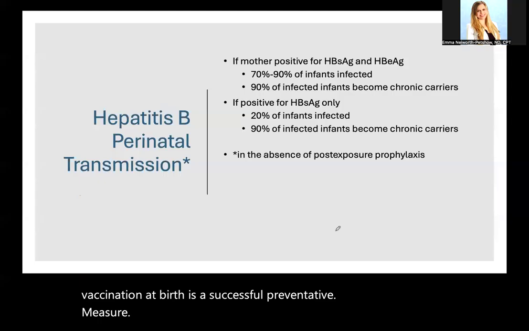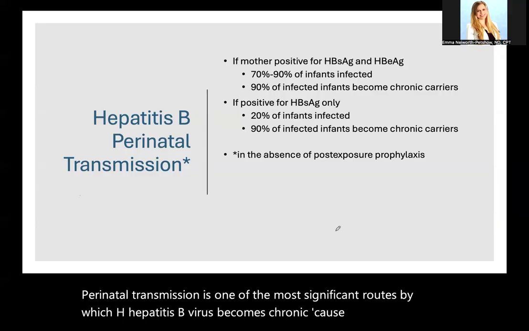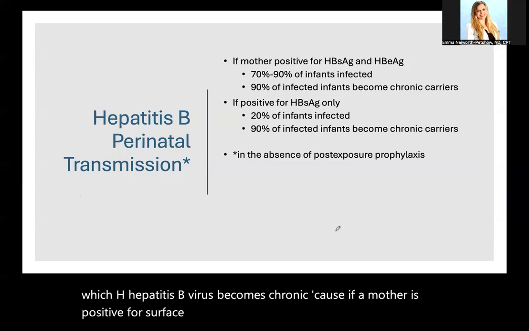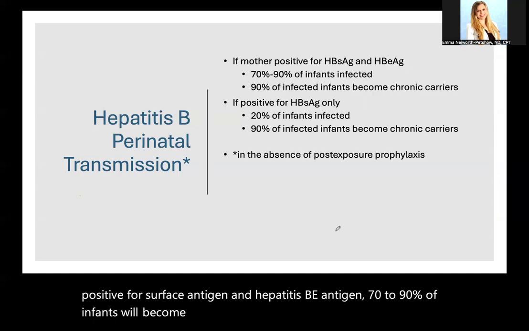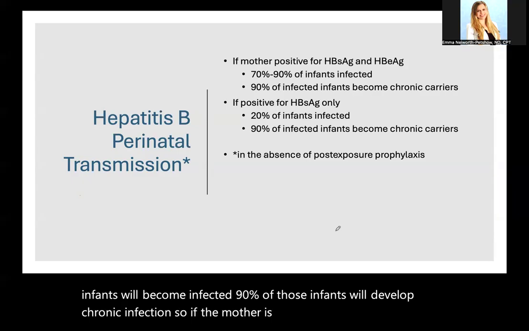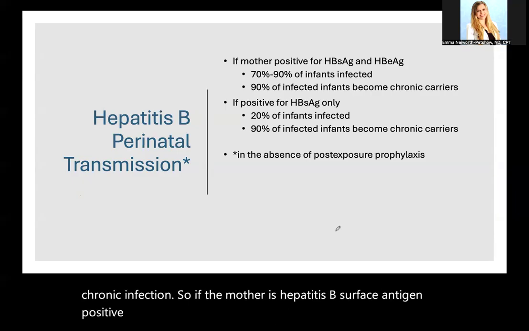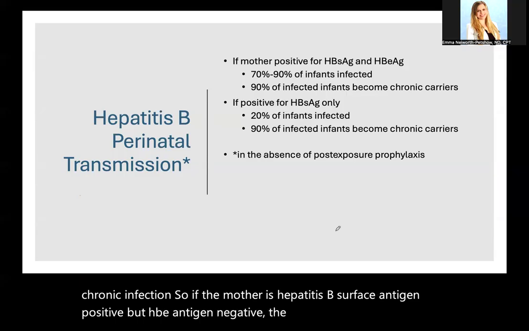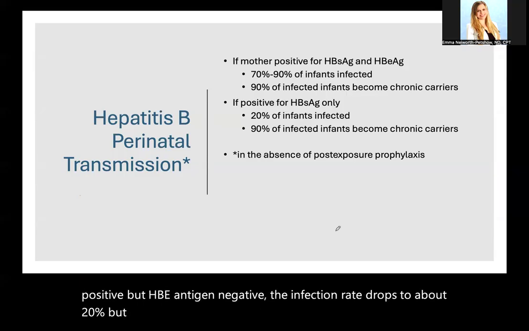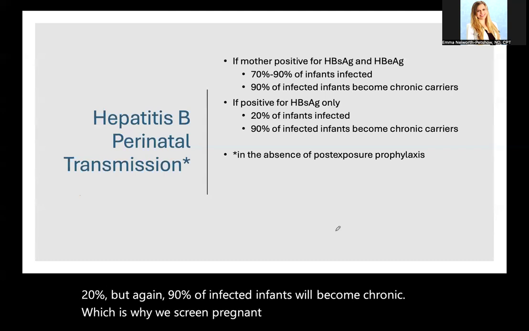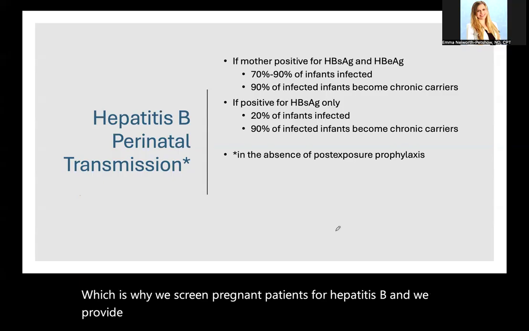Perinatal transmission is one of the most significant routes by which hepatitis B virus becomes chronic. Because if a mother is positive for surface antigen and hepatitis B e antigen, 70 to 90% of infants will become infected. 90% of those infants will develop chronic infection. So if the mother is hepatitis B surface antigen positive but HBe antigen negative, the infection rate drops to about 20%. But again, 90% of infected infants will become chronic carriers, which is why we screen pregnant patients for hepatitis B and we provide post-exposure prophylaxis at birth.